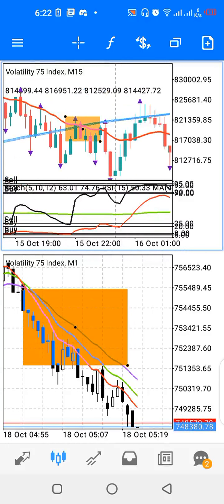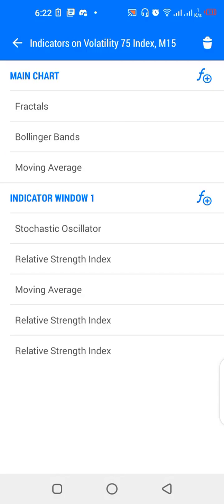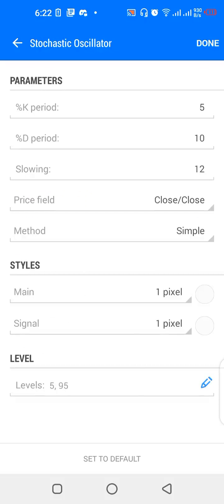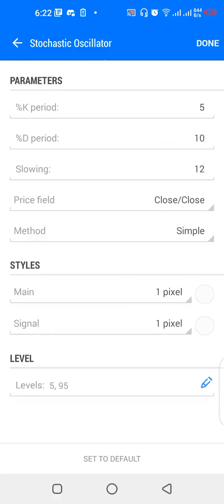For indicator window one, let's look at the settings. We have stochastic oscillator. The percentage K period is 5. The percentage D period is 10. Slowing is 12. Price field is close over close. Method is simple. No color. We have the levels for the stochastic to be 5 and 95, and the color is black.